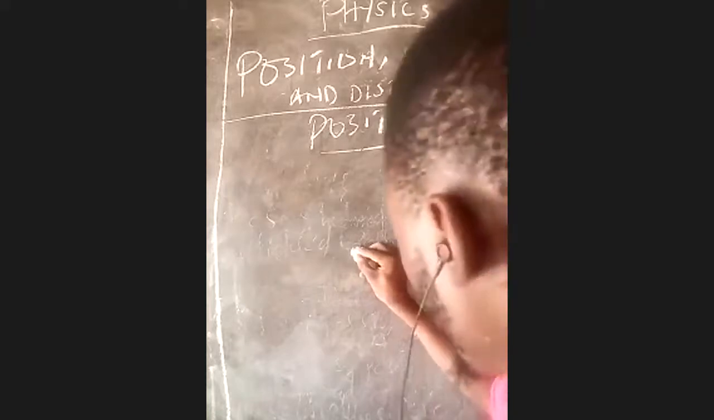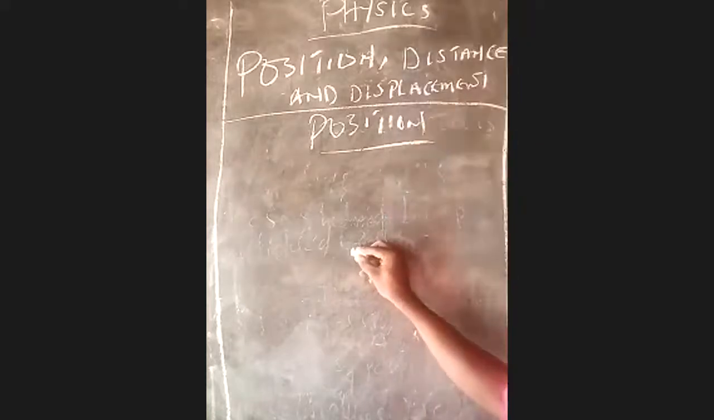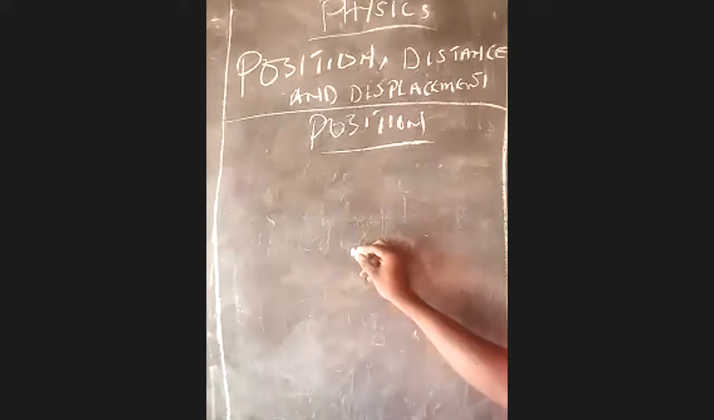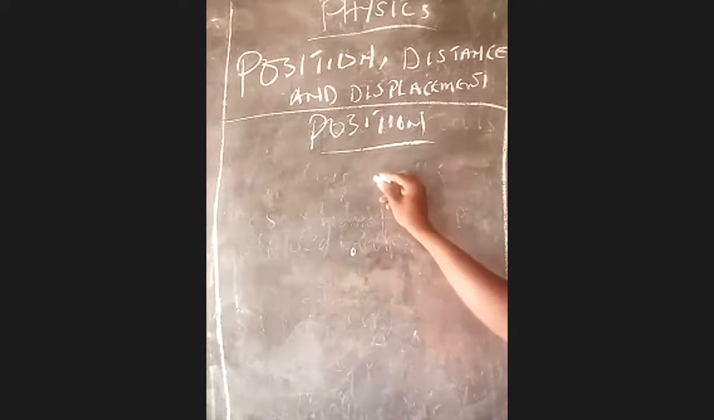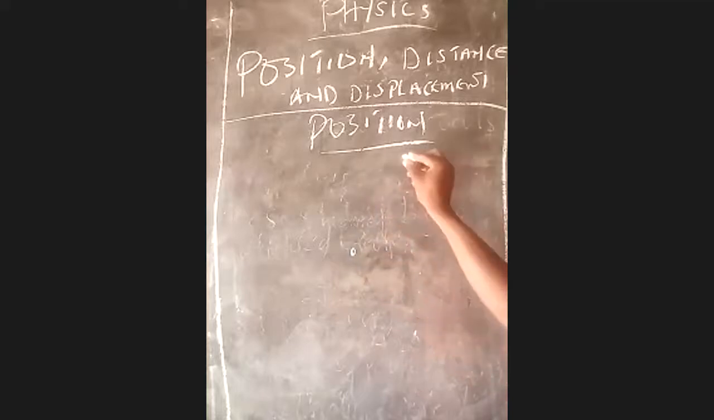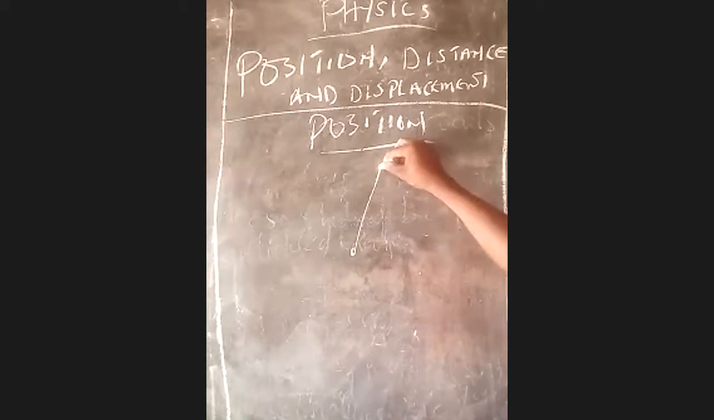This is a point. We are talking about position now. I'm trying to explain the position of a point in the space. Let's say that this is a point in the space. To determine the position of a point in the space, it is determined by the distance and direction from other points.